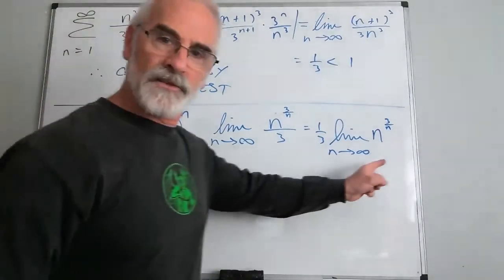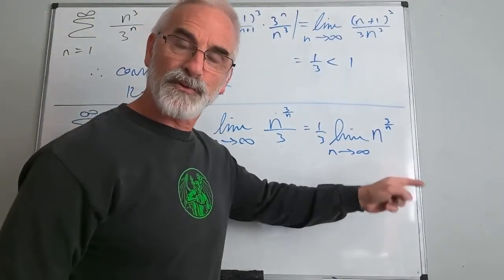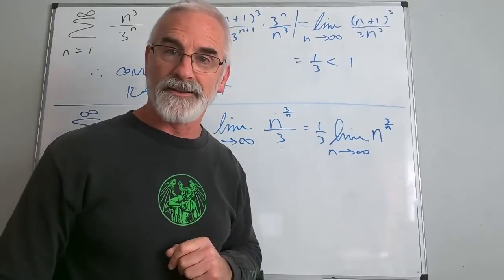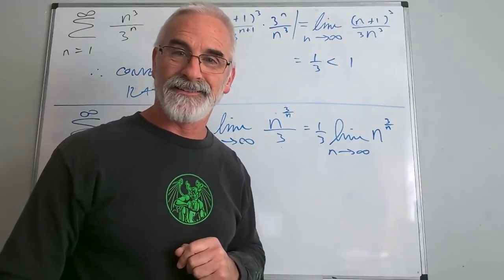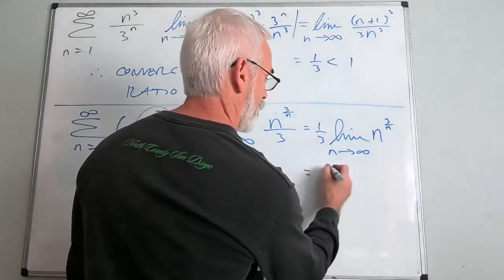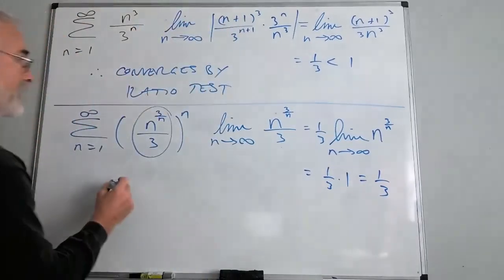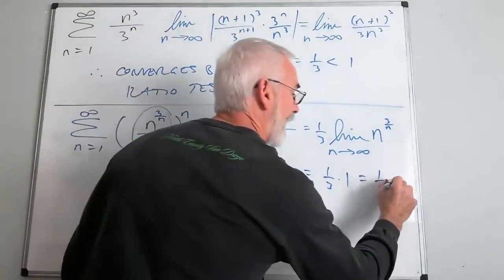Didn't we just address this? I just proved that n to the k over n, that limit is always what? 1. So what's my answer? 1/3 times 1, or 1/3. And that's less than 1.